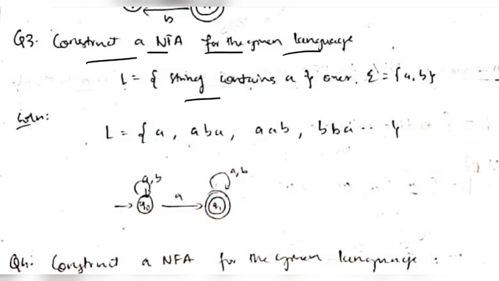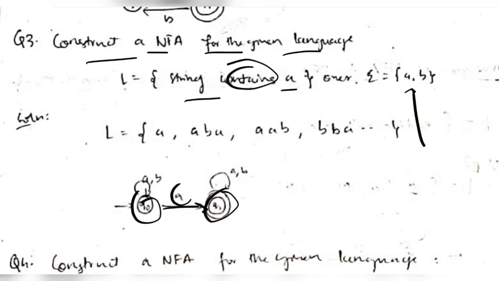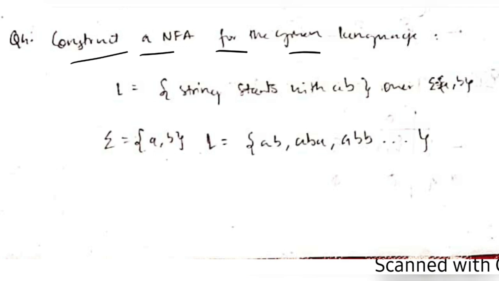In this, we have strings containing A over A and B. So it should just contain A. It's not mentioned that it is starting or ending. Same thing, we'll have two states here, and in between we'll have A. Our condition is satisfied. Either make this or not, it's up to you.